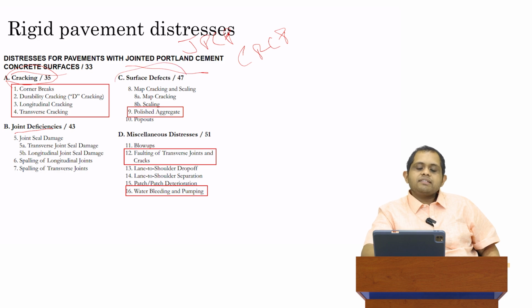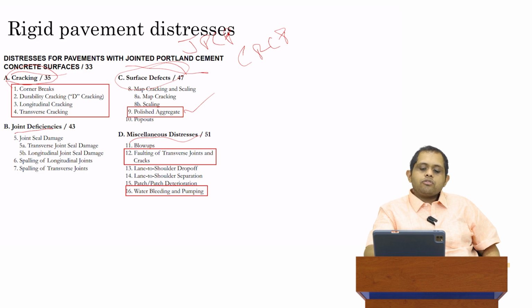The third type is surface defects. That's basically anything that's reducing the friction on the surface, or anything that's increasing or decreasing friction on the surface is a surface defect. Within that, we look at a very important one called polished aggregates, which is also something you'll find fairly commonly, particularly in urban roads in India. And then the last type of distress is just miscellaneous, so it can't be classified into any of these.